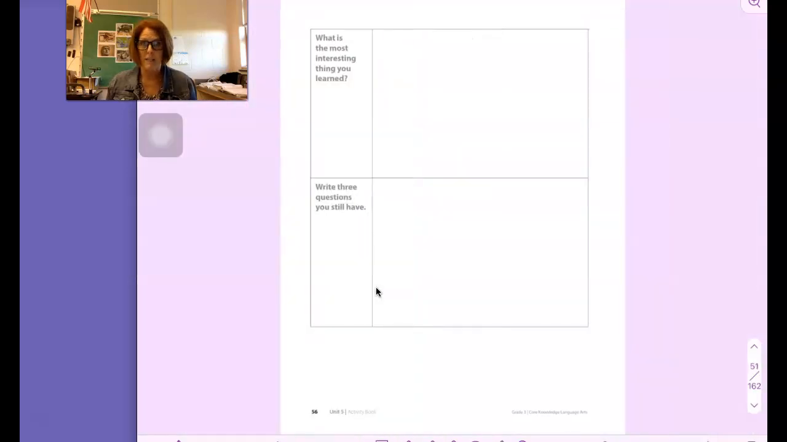On the back of this page, please don't forget to do the back and submit the back. What is the most interesting thing you learned? So when you're all finished with the chapter, what is the most interesting thing you learned? And the last thing is write 3 questions you still have. So when you're thinking about light and refraction and lenses, what are 3 things you're still curious about?